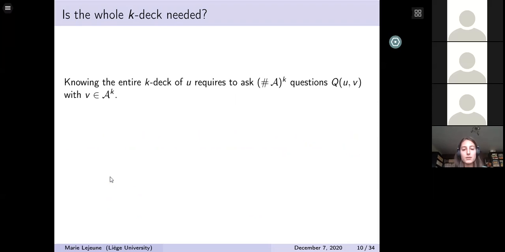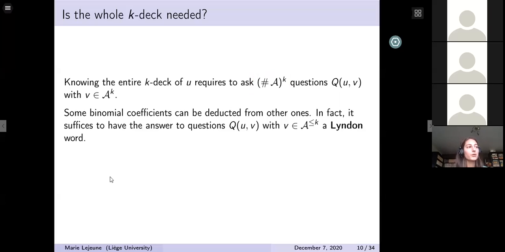quite complicated, because you need to ask a lot of questions of the type Q(u,v), which means you need to ask how many occurrences of v can I see in u as a subword, and you need to ask this question for every word of length exactly k. So you need to ask this number of questions. But we have an important result from Rothenauer that says that, in fact, some binomial coefficients can be deduced from other ones. And in fact, it suffices to have the answer, sorry, to these questions for Lyndon words only.